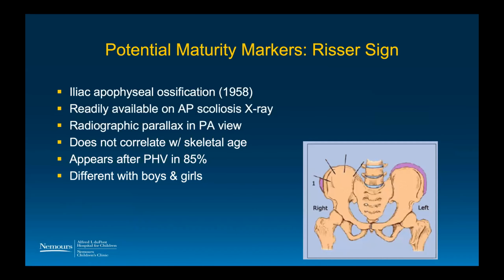The Risser sign or the iliac apophysis was used for a long time. This ossifies lateral to medial as you get older and as growth decelerates. But we know there are many problems with this.